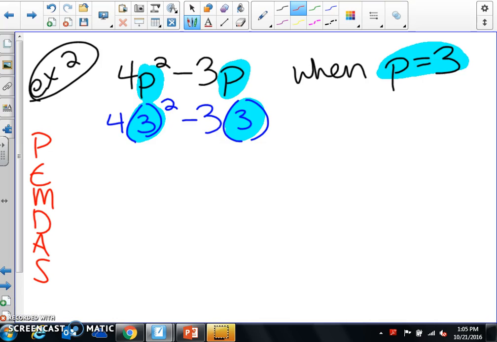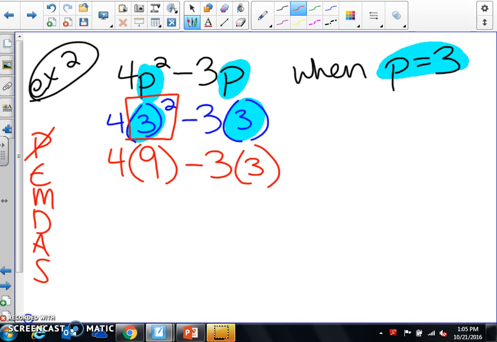So now I need to go to exponents. So exponents is right here. 3 squared is not 6, ladies and gentlemen. It's 3 times 3, which is 9. Bring everything else down. So now I'm done with exponents. I've got multiplication and division. So I need to multiply left to right.